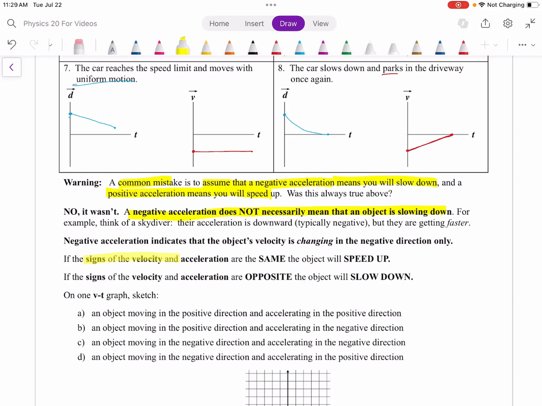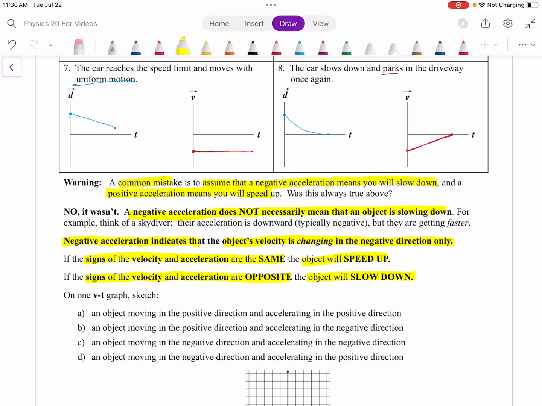If the signs of the velocity and the acceleration are the same, the object will speed up, right? The velocity and acceleration are working together, so to speak. But if the signs of the velocity and the acceleration are opposite, the object's going to slow down. The velocity and acceleration are working against each other, so to speak, right? All a negative acceleration indicates is that the object's velocity is changing in the negative direction, okay?